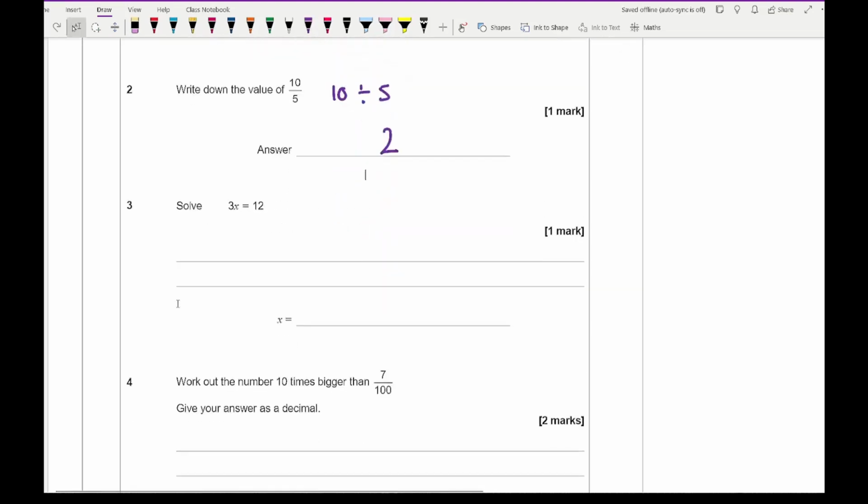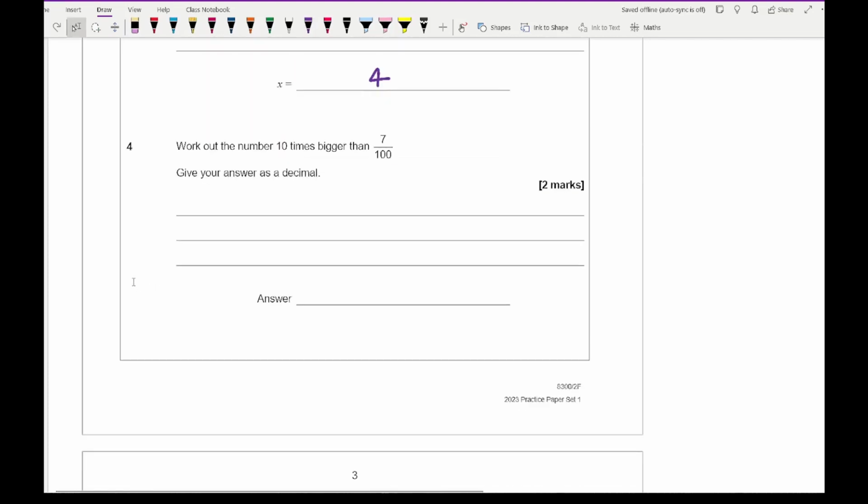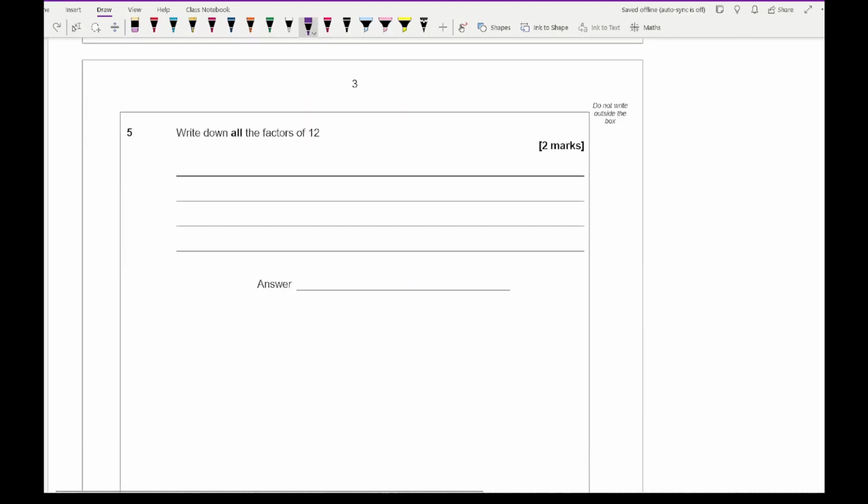Then for question 3, it says solve 3x equals 12. Well, we need to divide by 3. So then here we've got x equals 12 divided by 3, which is 4. Then for question 4, it says work out the number that is 10 times 7 over 100. Give your answer as a decimal. So you want to do 7 over 100, multiply that by 10, in which you should have the correct answer of 0.7.